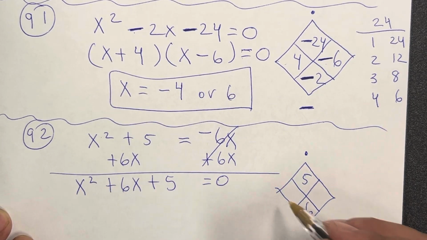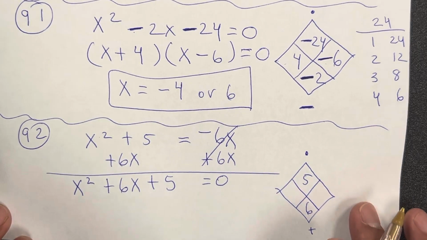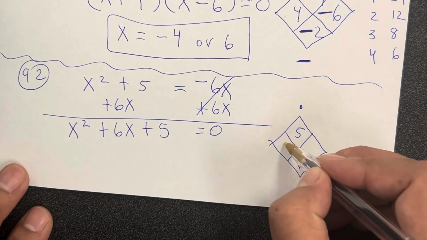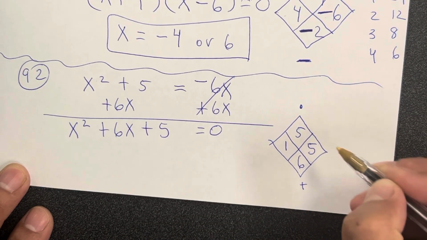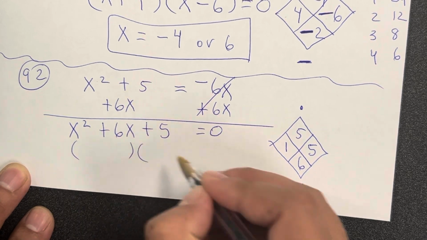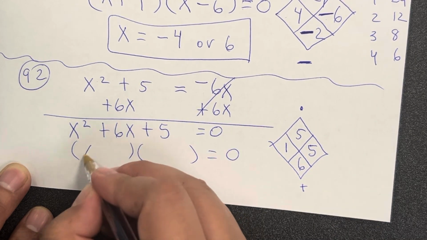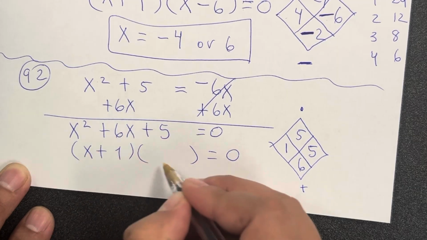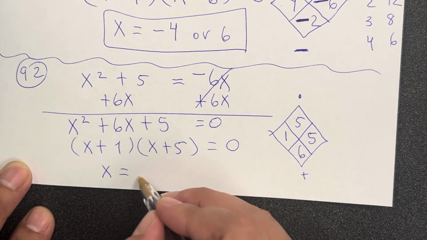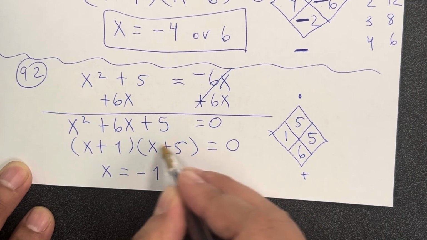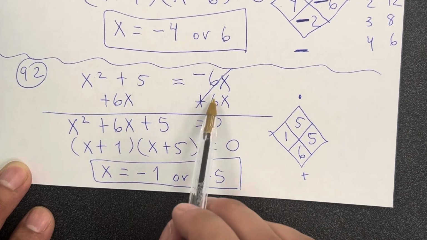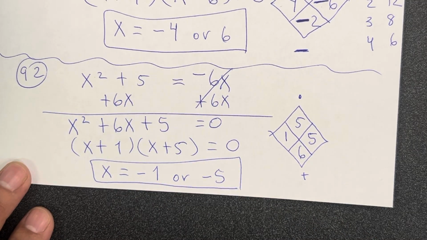So 6, what two numbers are factors of 5, but when you add them equals 6? Well, the only factors of 5 is 1 times 5. 1 times 5 is 5, 1 plus 5 is 6. We open parentheses, and my two factors are x plus 1, x plus 5. And the value of x is the opposite, so negative 1, or negative 5. So the only difference is that we have to cancel that to make it equal to 0 first.